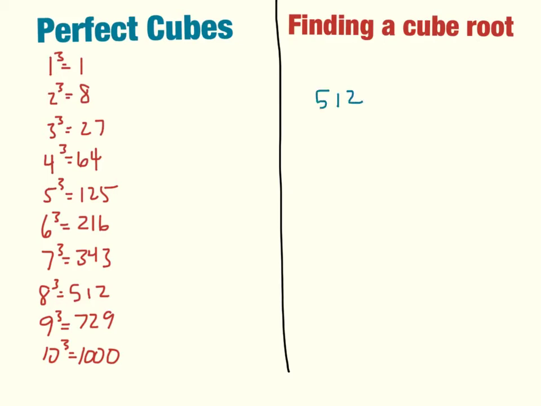Well, I represent that by putting a little 3 out in front of the root. And to find this in a calculator, it's 512 raised to the 1/3. Okay, so this is how you can check if something's a perfect cube. Raised to the 1/3, we get 8. Just like what we saw over here, 8 cubed is 512.